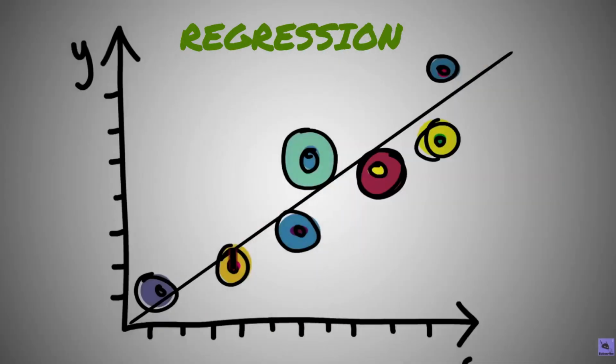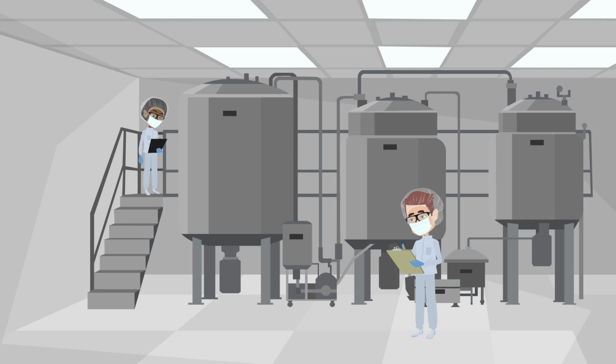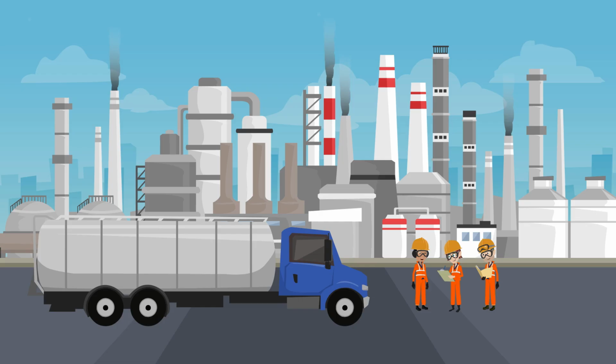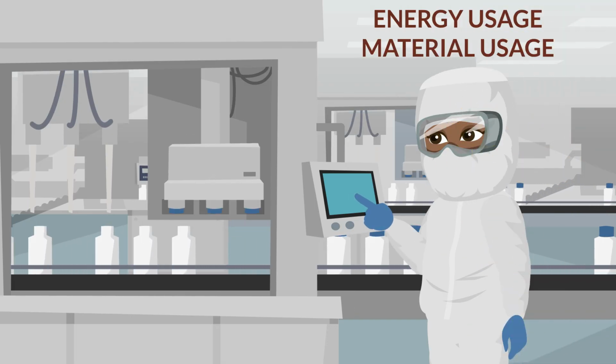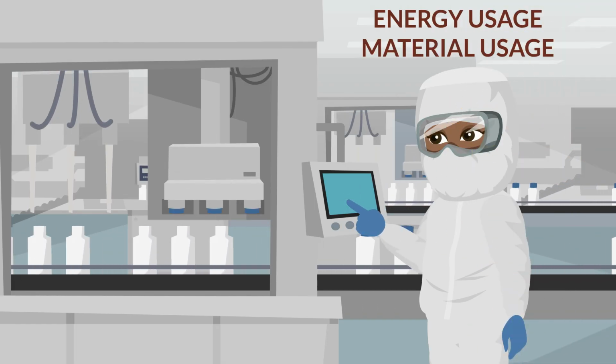The separation units in factories all use different amounts of heat, pressure, and electricity, and as machines get bigger, their environmental impact also grows. That's why we use regression. It helps us see patterns like how energy or material use increases when equipment gets larger.